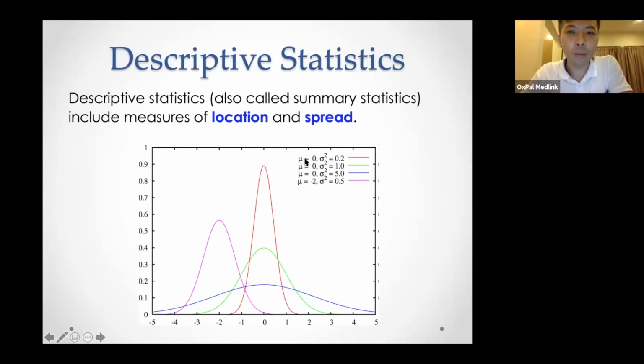The red one has a mean of 0, where mu means mean, and sigma squared is the notation for variance, and 0.2 is the variance. And we have the green line, where the variance is larger now, and you can see, therefore, this curve is flatter. One thing to note is that the area under the curve always equals 1, because 1 represents 100% of the entire population.